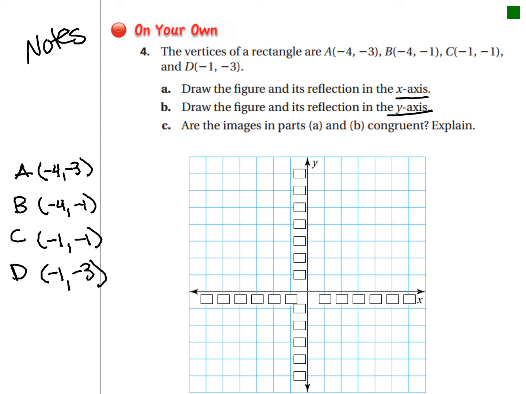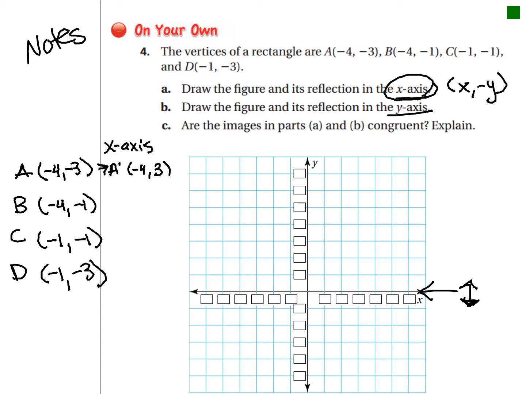All right, I'm going to first reflect in the x-axis. If we're reflecting in the x-axis, meaning we're going to go up or down in our image, that means with our algebra, we need to take the opposite of the y. That's what negative means, take the opposite. So for the x-axis, our image is take the opposite of y. So -4 stays the same. The opposite of -3 is +3.